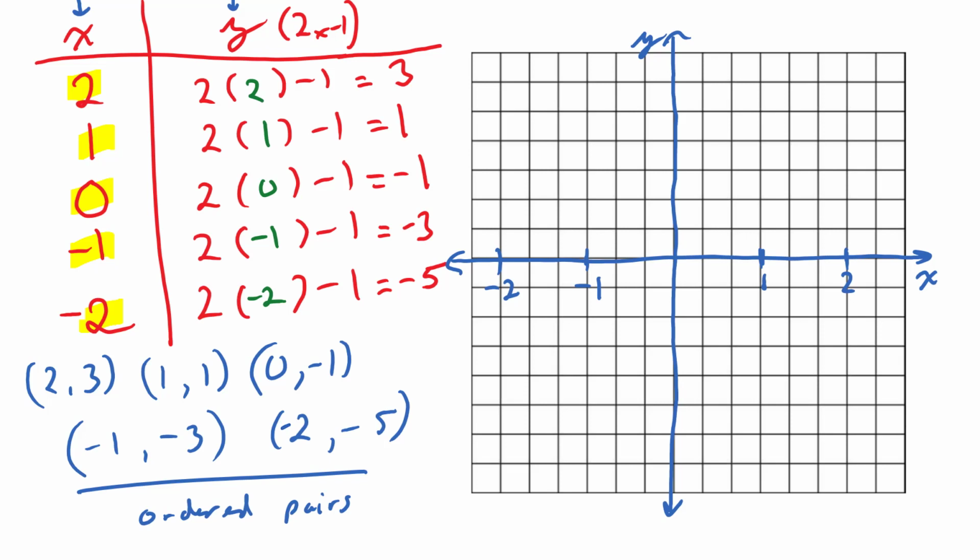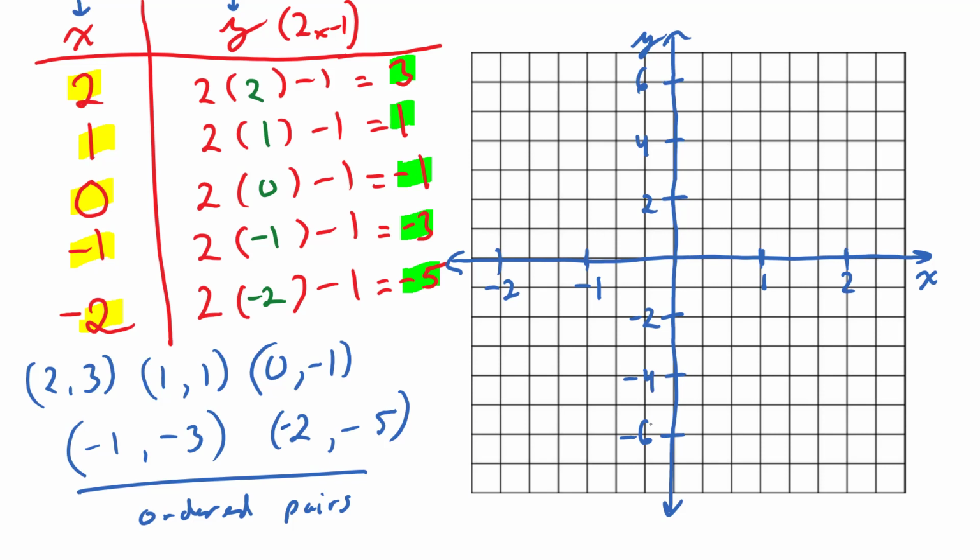Let's now examine my y values. I have 3, 1, minus 1, minus 3, minus 5. So I have to go up to positive 3 and down to minus 5. On this axis, I'm going to make the scale different. I'm going to make every box here worth 1, 2, 4, 6, minus 2, minus 4, minus 6.